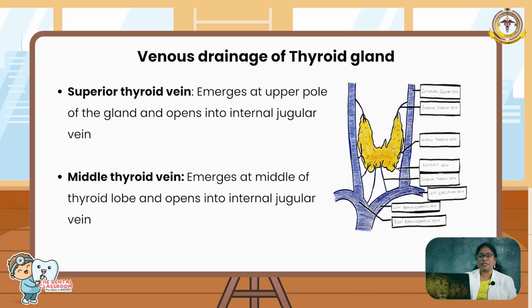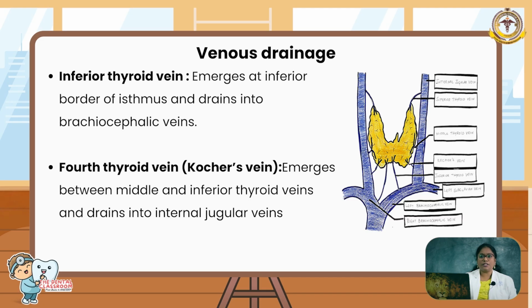Next is the venous drainage of the thyroid gland. The superior thyroid vein emerges at the upper pole of the gland and opens into the internal jugular vein. The middle thyroid vein emerges at the middle of the thyroid lobe and opens into the internal jugular vein. The inferior thyroid vein emerges at the inferior border of the isthmus and drains into the brachiocephalic vein. The fourth thyroid vein, or Kocher's vein, emerges between the middle and inferior thyroid veins and drains into the internal jugular vein.